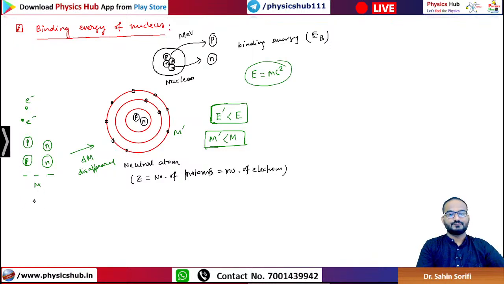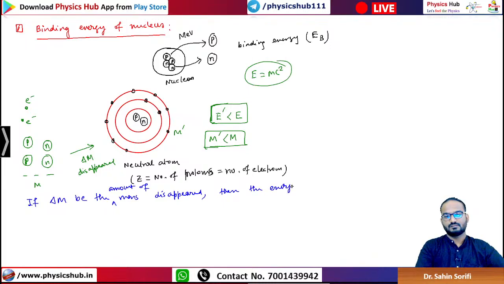So if delta m is the amount of mass that disappeared, then the energy EB, this is the binding energy EB, will be delta m times c square as per Einstein's mass energy equivalence.